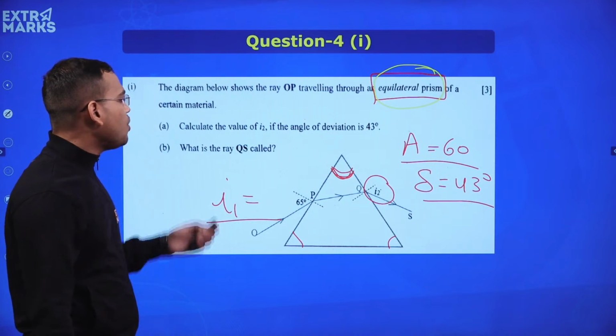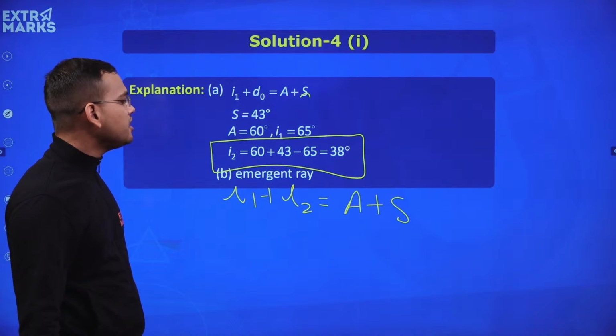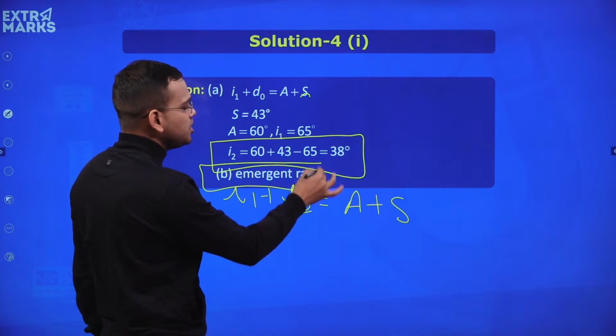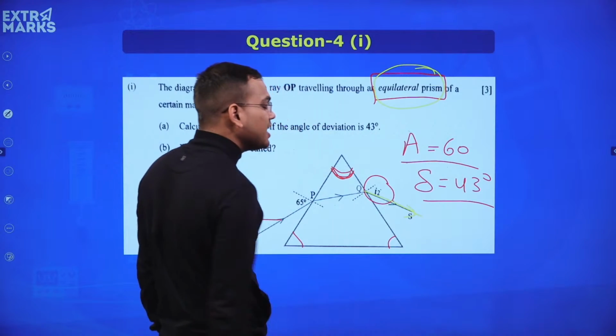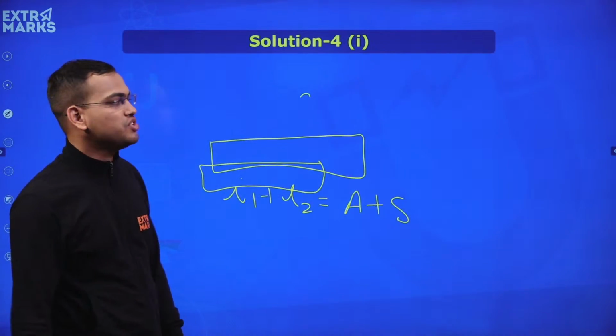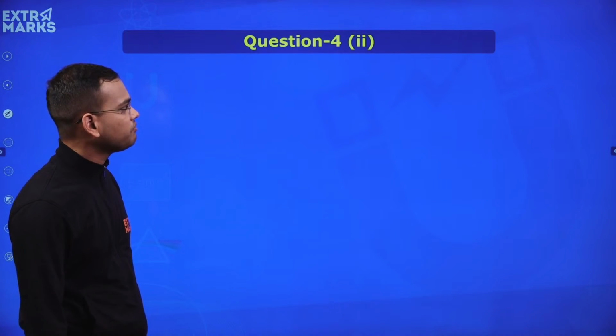Okay. Now, what is the QS ray called? It is the emergent ray. The ray which is coming out of the prism after getting refracted is the emergent ray.